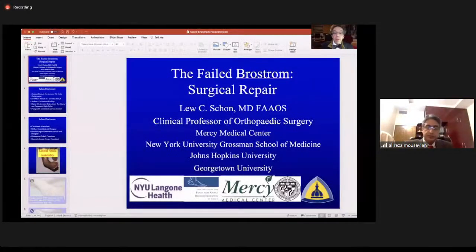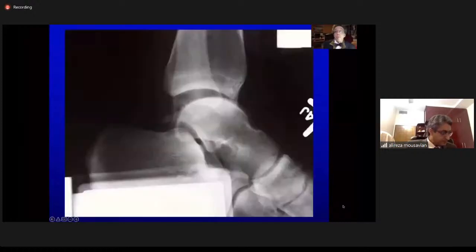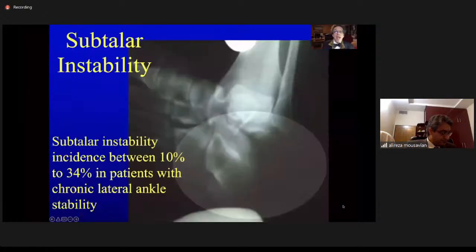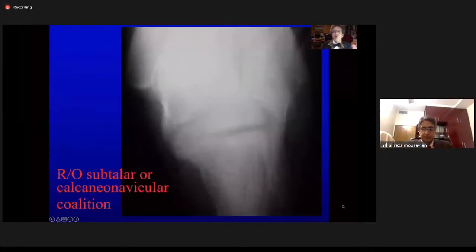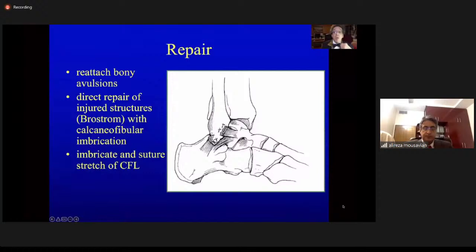I'd now like to discuss the failed Brostrom surgery. I think it is a challenging condition and requires some tricks up your sleeve. So here we have an ankle that's unstable. Of course, if you have ankle instability, you may have other things as well, and you may fix the ankle instability and leave, for example, a coalition. So please always think of why this failed, and perhaps there's something else going on.